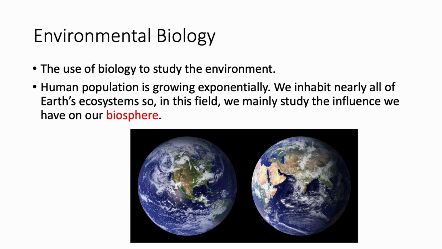The human population is growing exponentially. We're going to have 9 billion people by 2050, if our population is maintained. So we inhabit nearly all of Earth's ecosystems. So in this field, we mainly study the influence we have on our biosphere. Humans are huge in interacting with our planet's environment. So in this course, we are going to see what we have done, what we're doing, and all these other processes that are going on and that happened in the past. And we're just going to learn a lot, and I'm really excited.